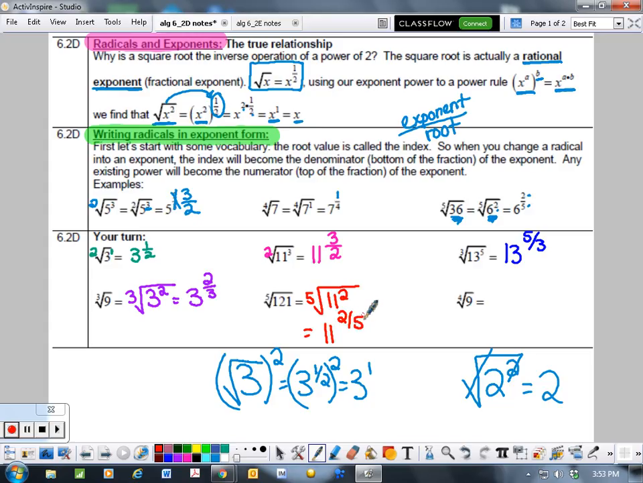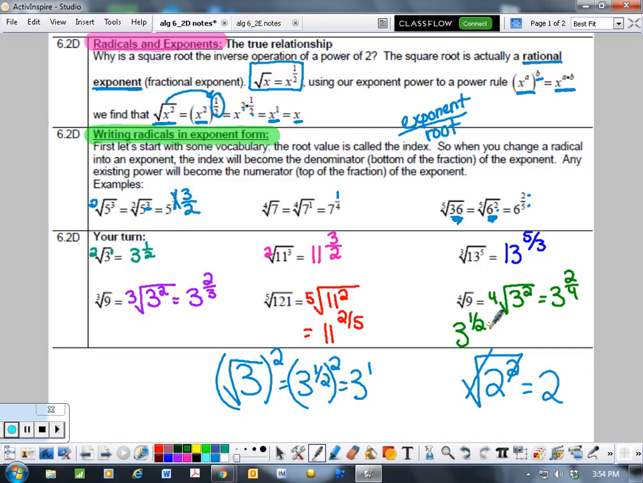And then, get even a little trickier, we have the fourth root of 9. So we have the fourth root of 3 to the second power. So that means this is 3 to the 2/4. Well, I can simplify that fraction. 2/4 is really 3 to the 1/2 power.